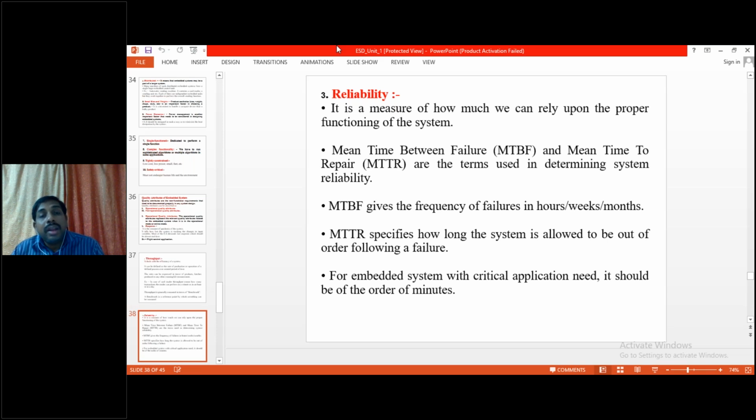Mean time between failure and mean time to repair are the two terms in defining reliability. MTBF is the frequency of failures in hours, the number of hours between failures. MTTR specifies how long the system is allowed to be operating out of order following a failure. For embedded systems with critical applications, we prefer it should be in the order of minutes.